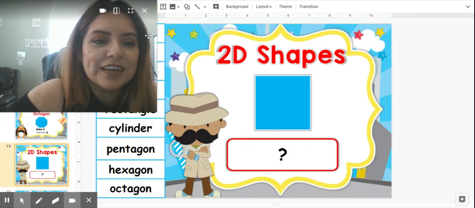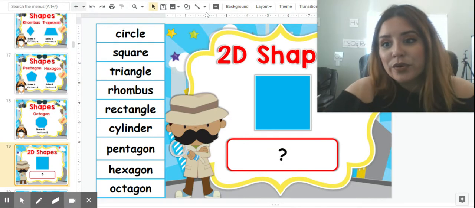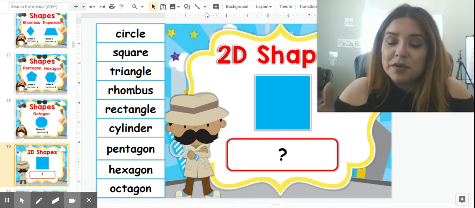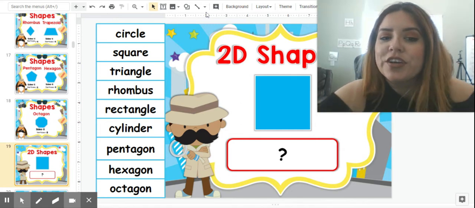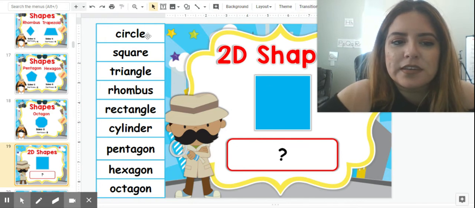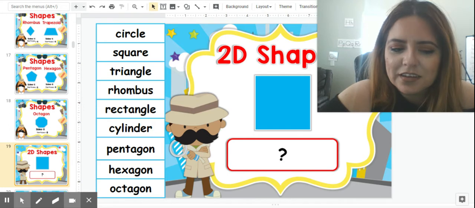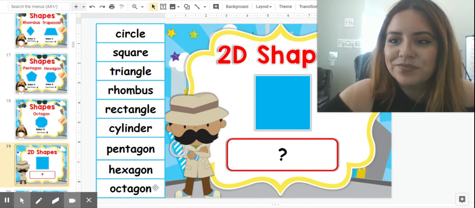I know that we're not together, so you can't totally tell me what the shape is, but I want you to try it at home, and then you're going to check your answer with me. Okay, so this is what shape? Is it a circle, a square, a triangle, a rhombus, a rectangle, a cylinder, a pentagon, hexagon, or an octagon? What do you think this is called?